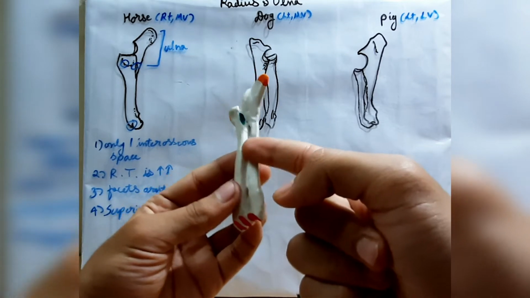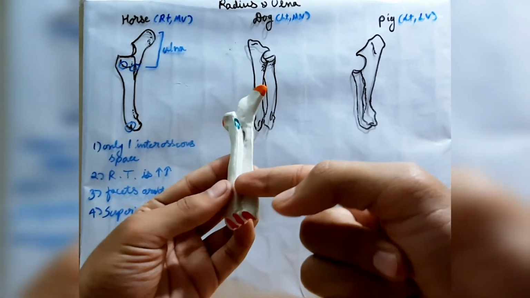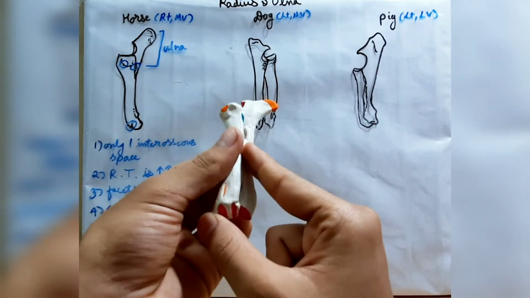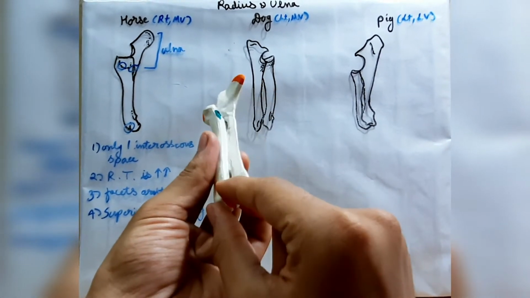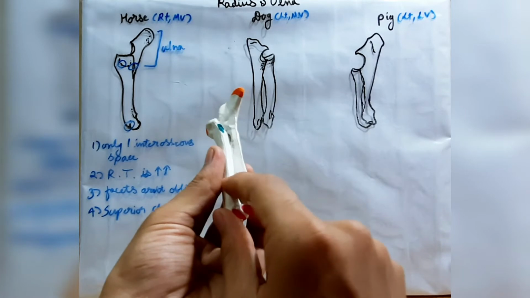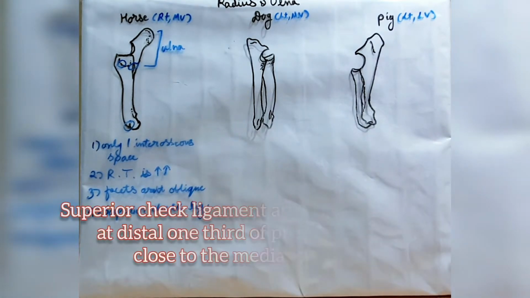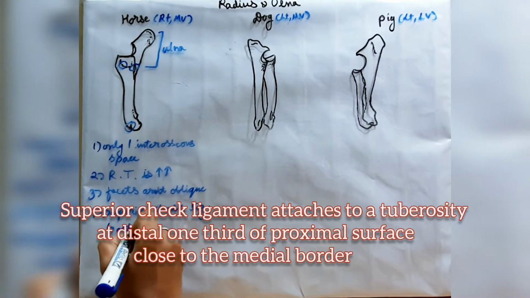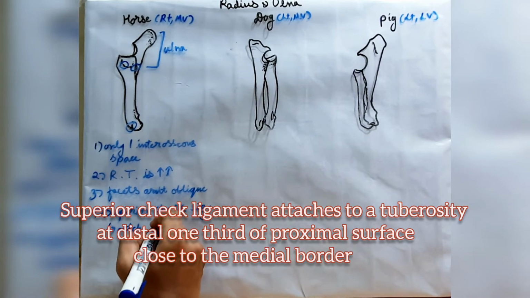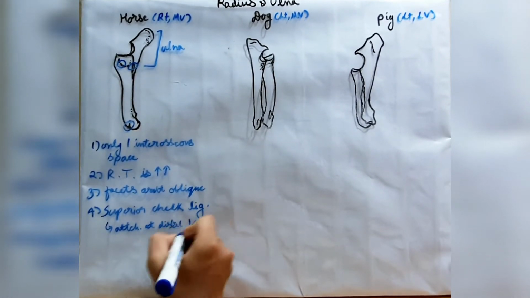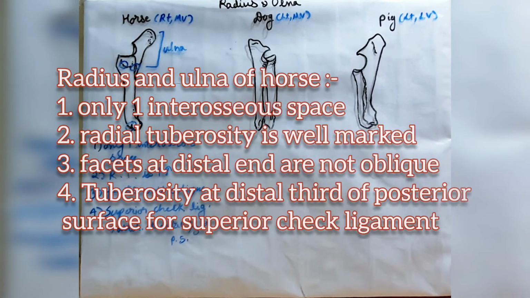At the distal 1/3 of the posterior border, sorry, not border, posterior surface, near to the medial surface. This is the posterior surface, this is the medial surface, and near to the border between the two surfaces at the distal 1/3 part, you will see a rough surface for the attachment of the superior check ligament. So this has attachment at distal 1/3 of the posterior surface. Okay, so this is it for the radius and ulna of horse.